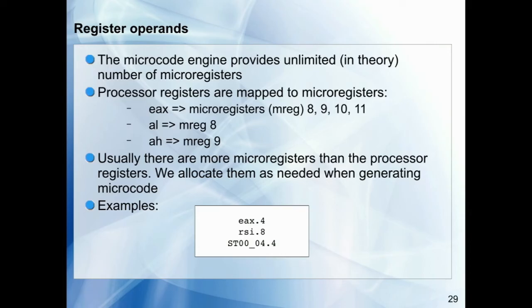For example, EAX is mapped into 4 microregisters. One microregister is 1 byte. And this mapping is very straightforward, very simple. It can be done forward and backward. We can go back from microregisters to processor registers, and it helps to understand the code. And usually there are more microregisters in the code than processor registers, because we can allocate them as needed when we generate the microcode.